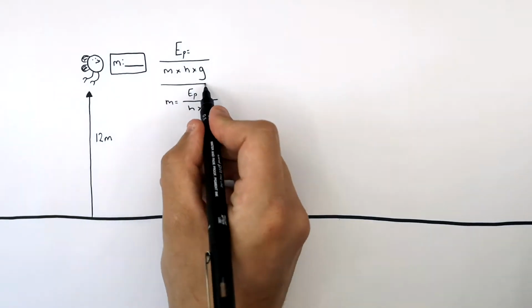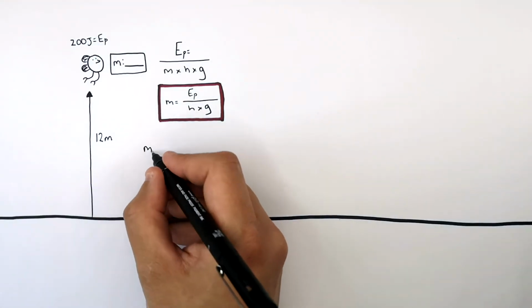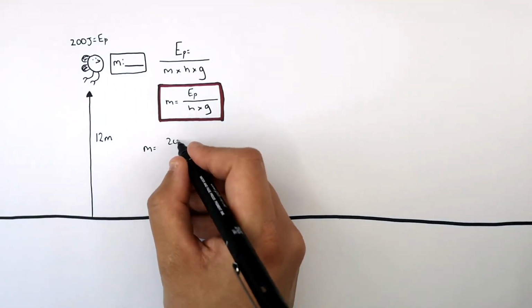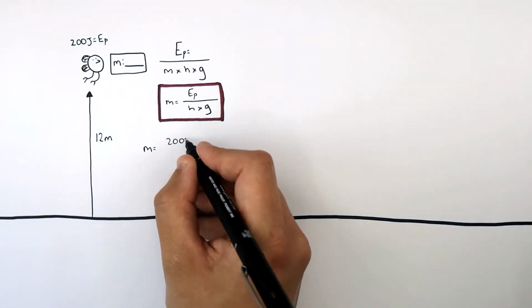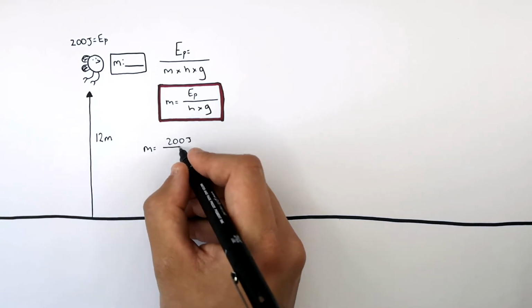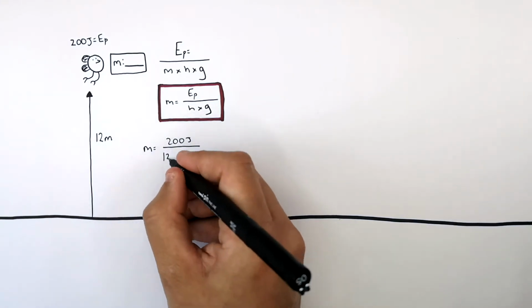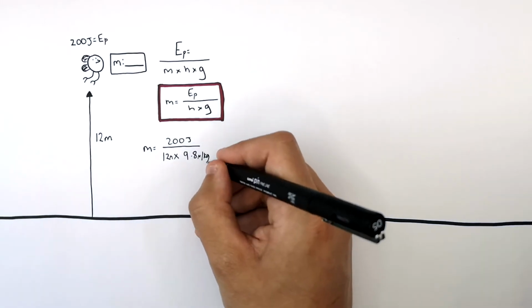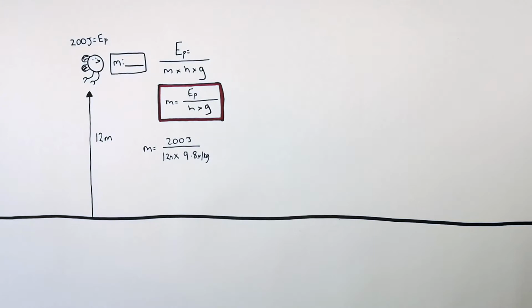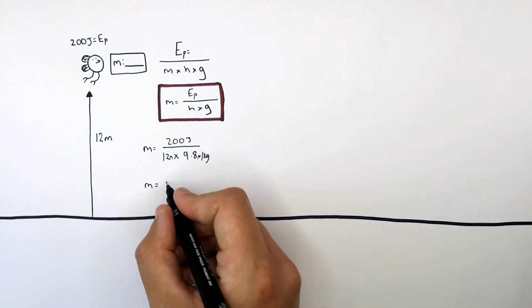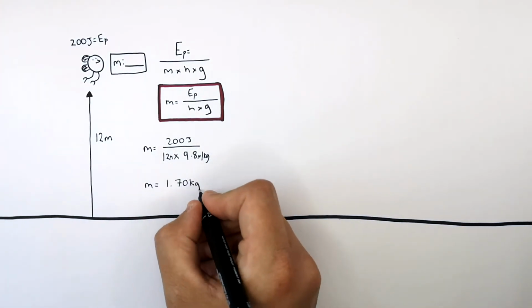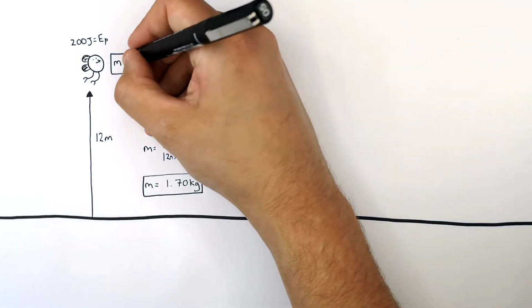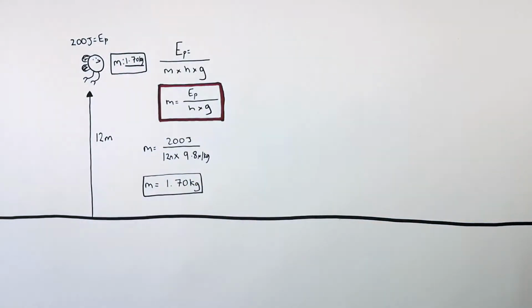And now you can substitute in the numbers. Mass equals 200 joules of energy in the bird's gravitational potential energy store divided by 12 meters above the ground times 9.8 newtons per kilogram, the gravitational field strength on Earth. That gives you a mass of the bird of 1.7 kilograms. So the mass of the bird is 1.7 kilograms.